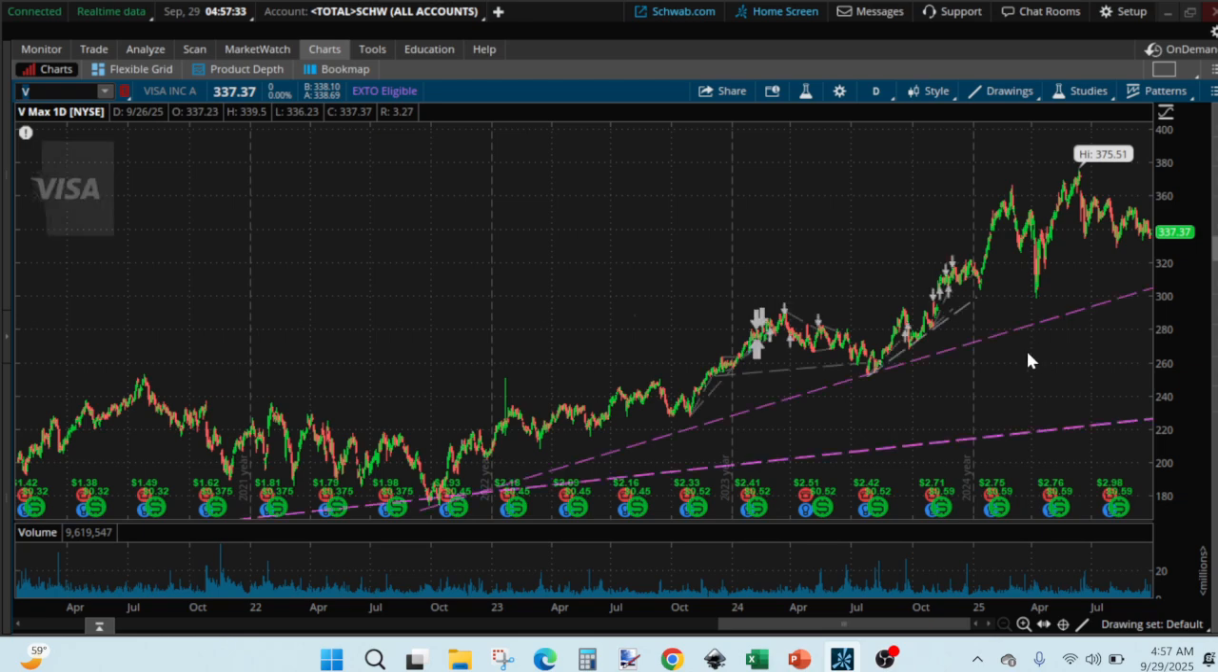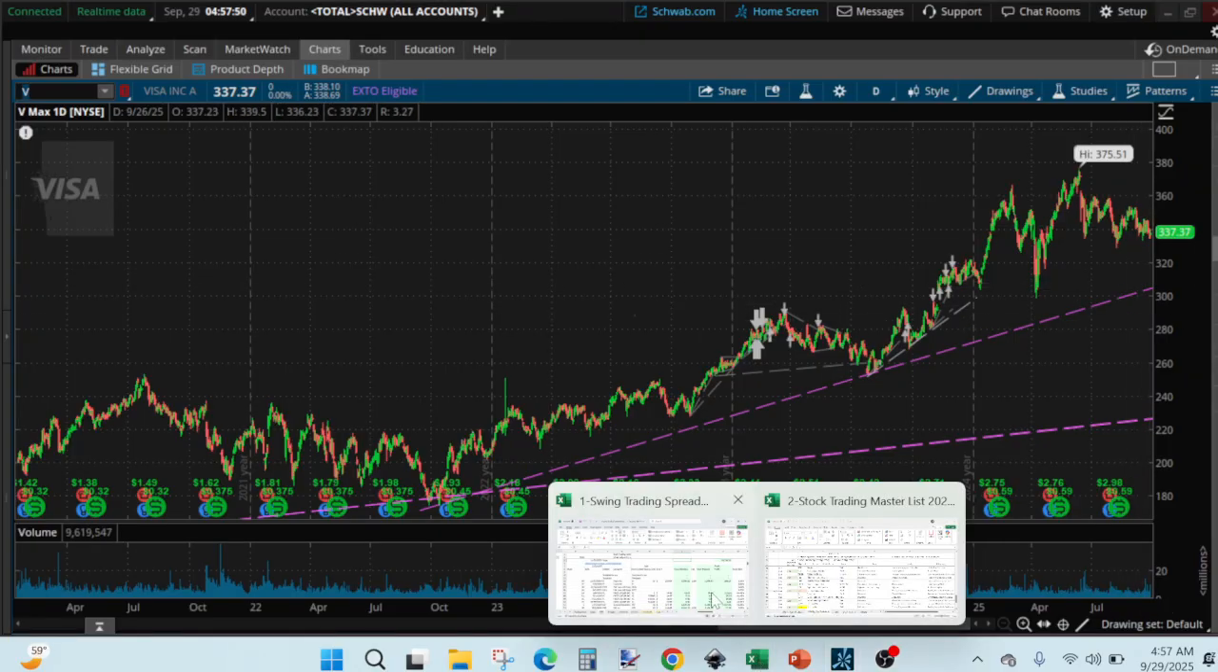So the next one we are going to analyze is Visa. So we want to buy at those two trend lines, but right now it reached a new high and is going down, but it's nowhere near it. Therefore we are not going to buy it.